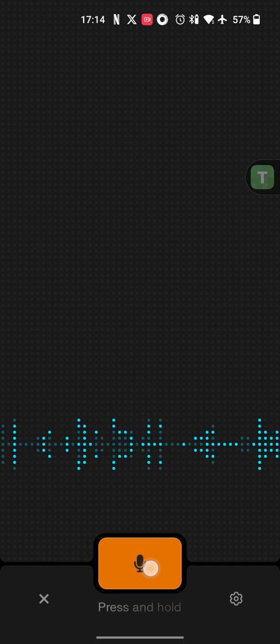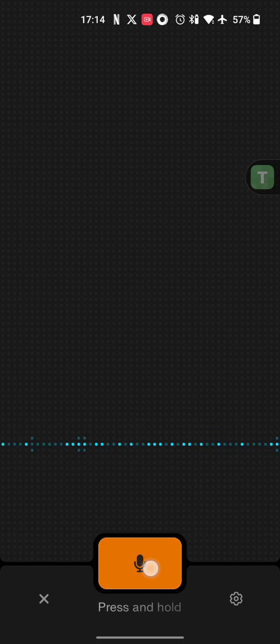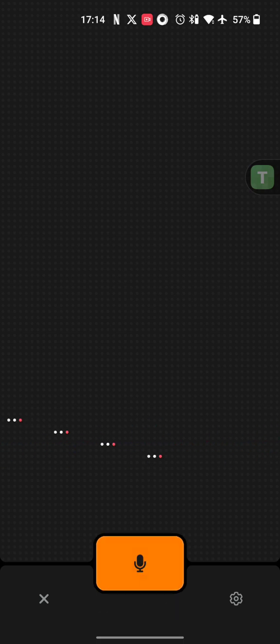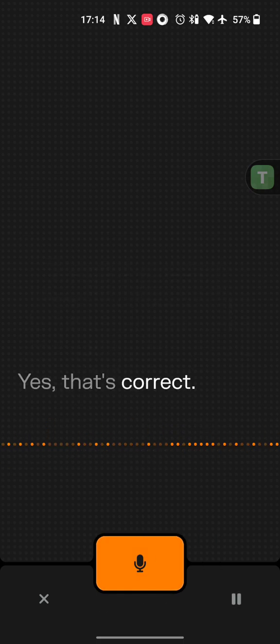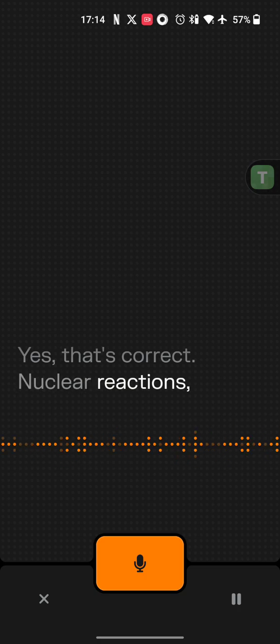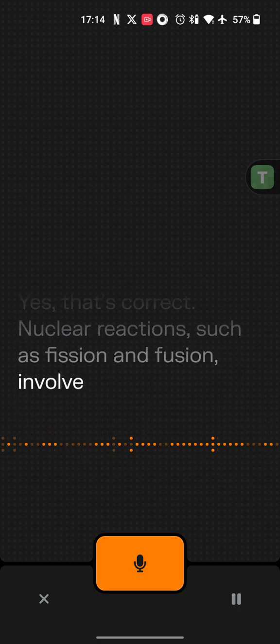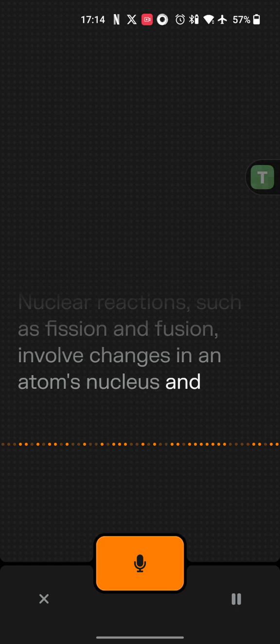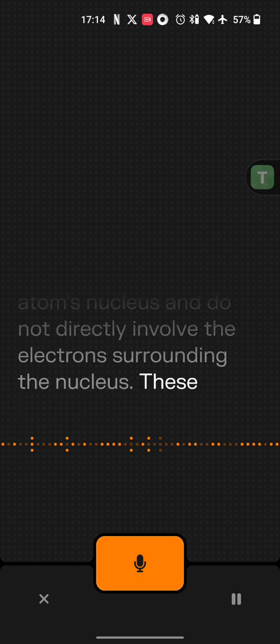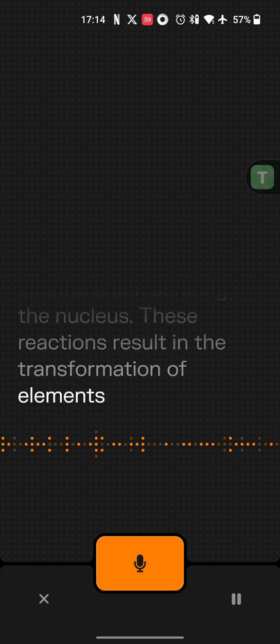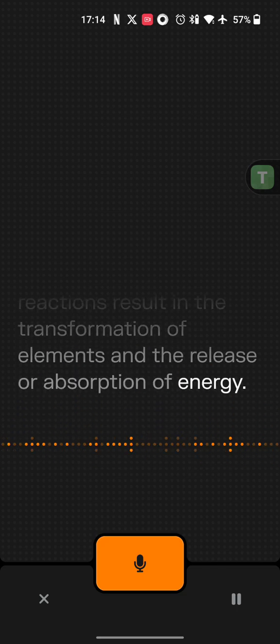It is called nuclear reactions because it involves only the nuclei and not the electrons. Is that correct? Yes, that's correct. Nuclear reactions, such as fission and fusion, involve changes in an atom's nucleus and do not directly involve the electrons surrounding the nucleus. These reactions result in the transformation of elements and the release or absorption of energy.